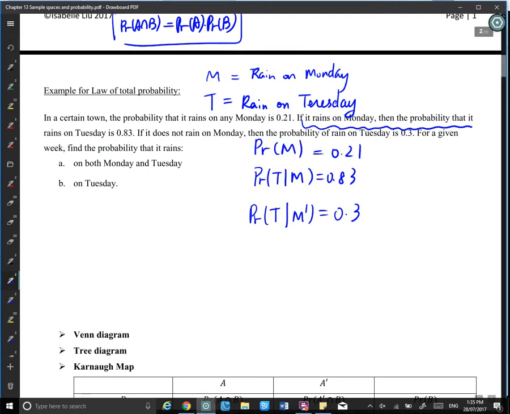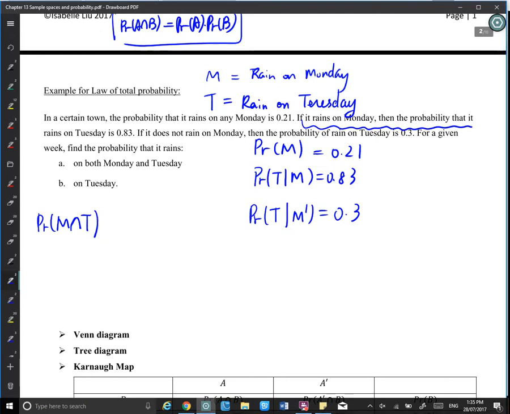So now I want to find the probability of rain both on Monday and on Tuesday. What do you think the probability will be? I want the probability of rain on Monday intersects Tuesday. What does that equal? Or you can just think purely from the question. You don't really need to think about the formula.